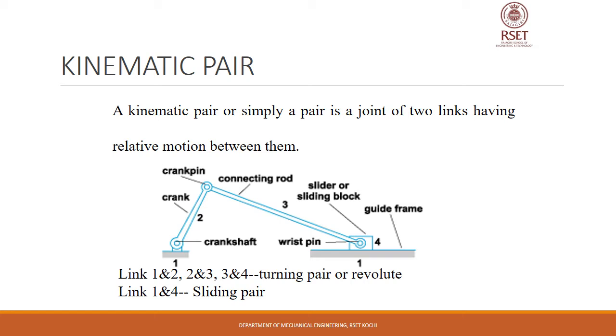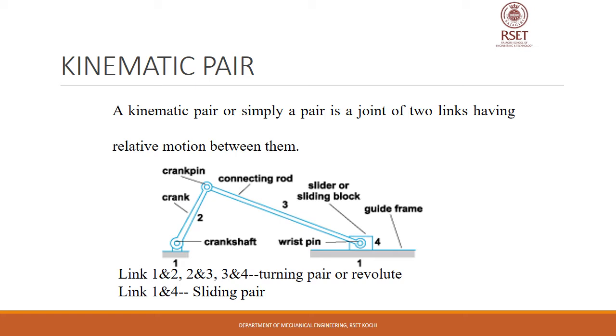Link 3 and 4, that is the connecting rod and the piston, are connected with the help of a Gudgeon pin. In case of an IC engine, the pin which connects the connecting rod and the piston is the Gudgeon pin. Then link 4 and 1. 4 is sliding over link 1, the frame. Frame means, in case of an IC engine, the cylinder. Inside the cylinder, the piston is moving or sliding. So between 4 and 1 there is a relative motion, that is a sliding motion. These pairs are what are called kinematic pairs.